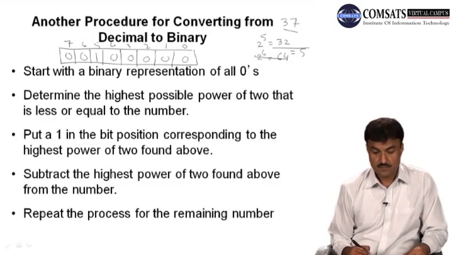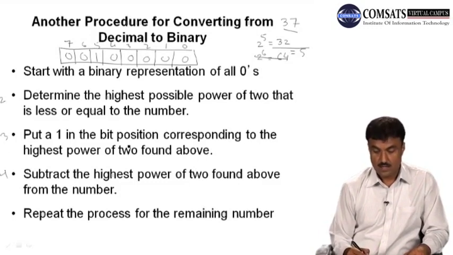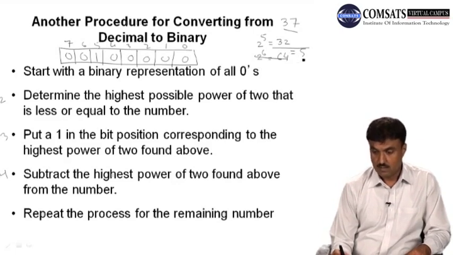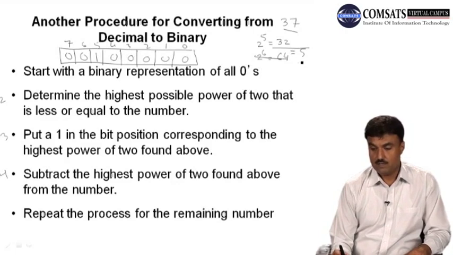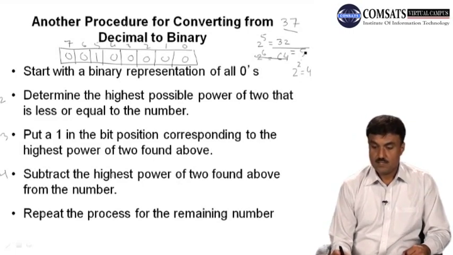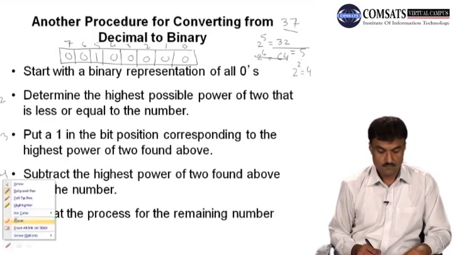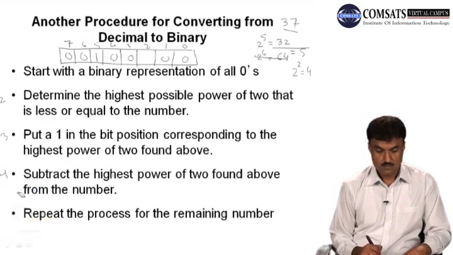We will repeat steps 2, 3 and 4 again and again for the remaining number, and we finish when we reach the power of 0. We continue until we can completely represent the number with powers of 2. Here we have 5, so the highest power of 2 that is equal to or less than 5 is 2 squared, which is 4. At the place of this power 2, we will write 1.